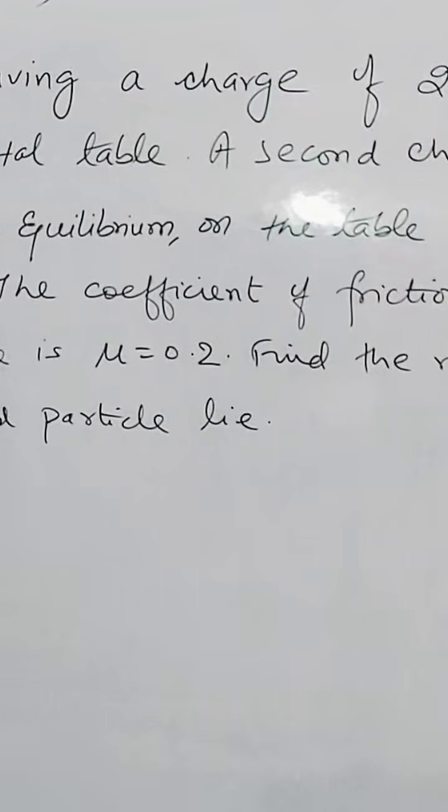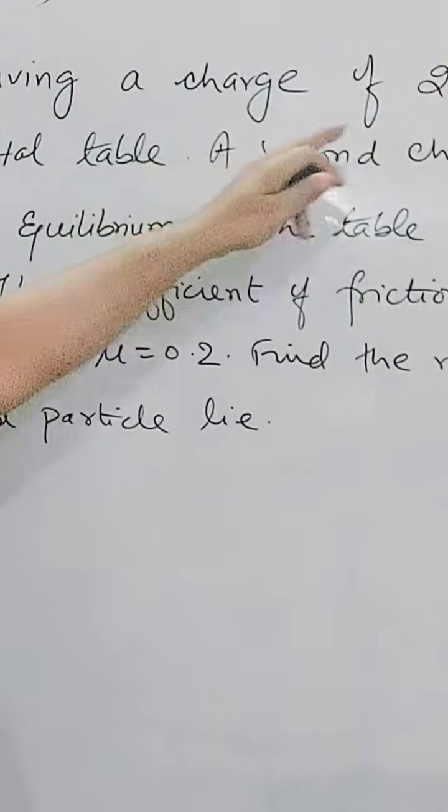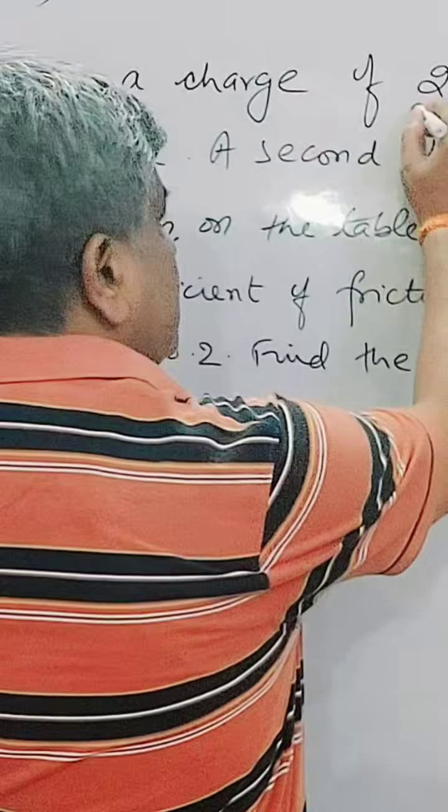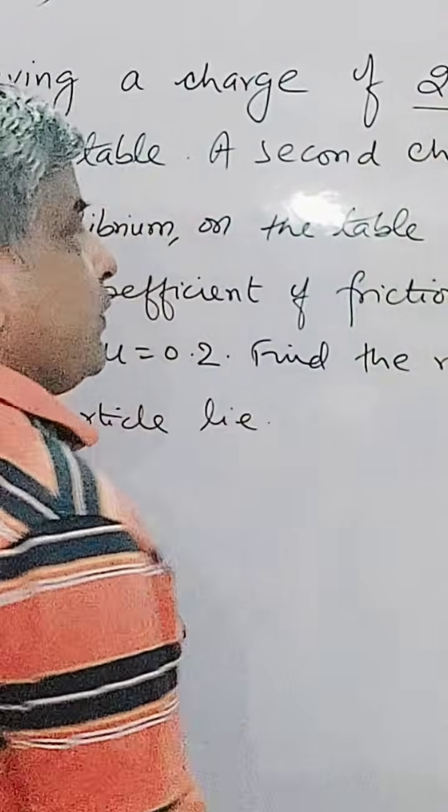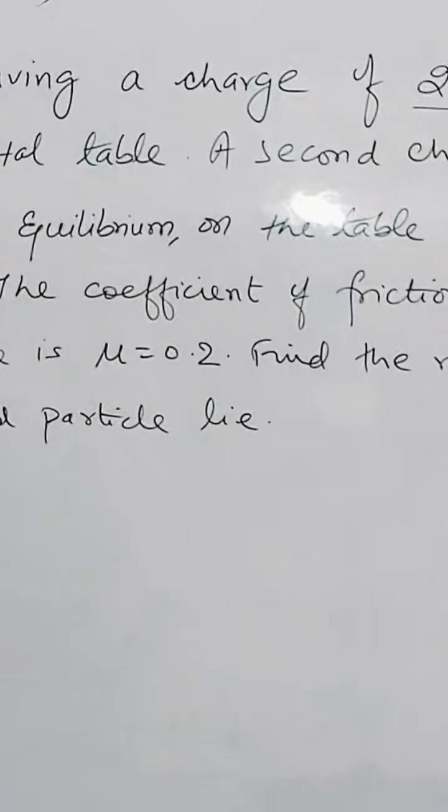A particle A having a charge of 2 microcoulomb, 2 into 10 to the power minus 6 coulomb, is held fixed on a horizontal table. A second charged particle of mass 80 grams. So you can see what data is given. So what is the data given? You underline it. So mass of particle is 80 grams.